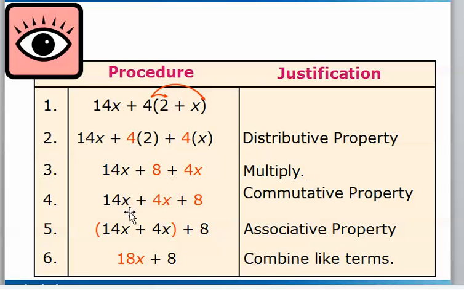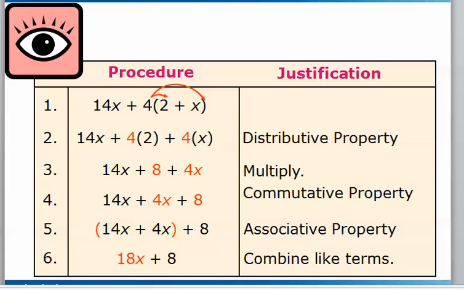The next part, if you look, the 14x was here, and then what happened is these two flipped around. Remember that you can add in whatever order you want. So that's the commutative property of addition, or just commutative property. Then if you look from 4 to 5, they just put parentheses in. That is the associative property, anytime you're putting parentheses in to say what you're going to do first. And then the last thing is we just combine the like terms.